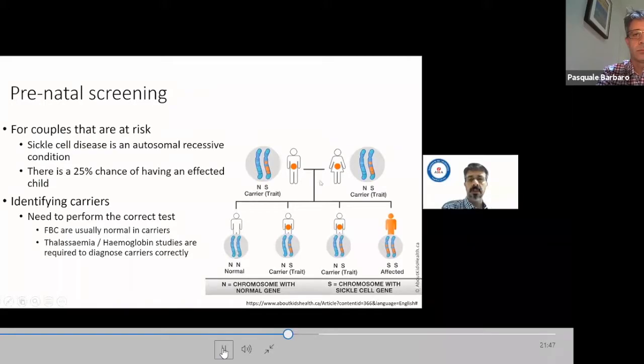But there's a 1 in 4 chance that their child might inherit both sickle cell genes and be affected with sickle cell disease. And then there's a 1 in 2 chance that they'll also be a carrier.